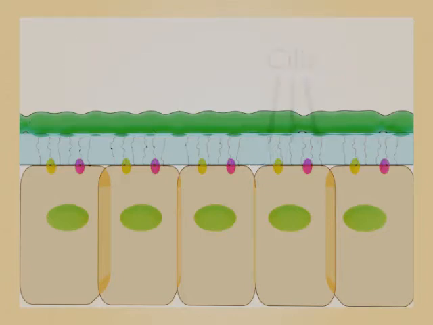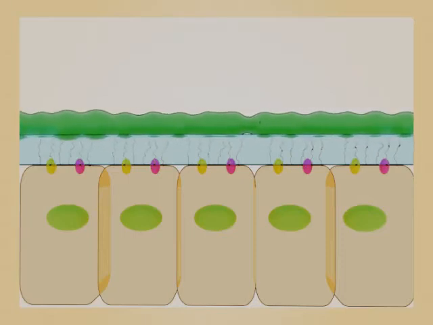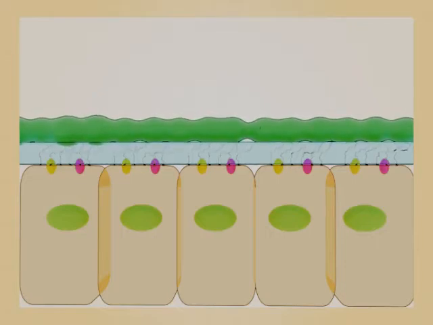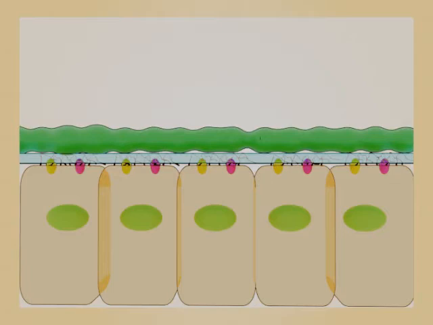This layer allows cilia, hair-like structures at the surface of the cell, to beat and sweep away old mucus. In CF, dysfunctional CFTR causes hyperabsorption of this liquid layer, which causes cilia to collapse. The resulting buildup of mucus causes chronic infection, inflammation, and ultimately deterioration of lung function.